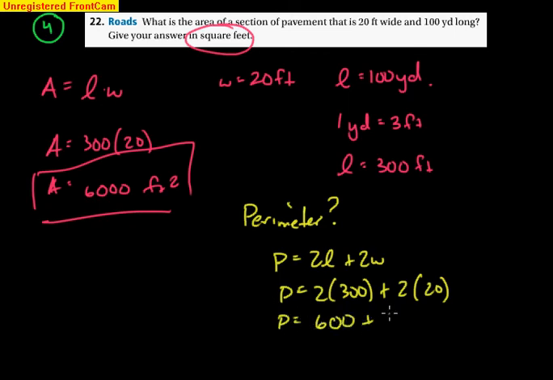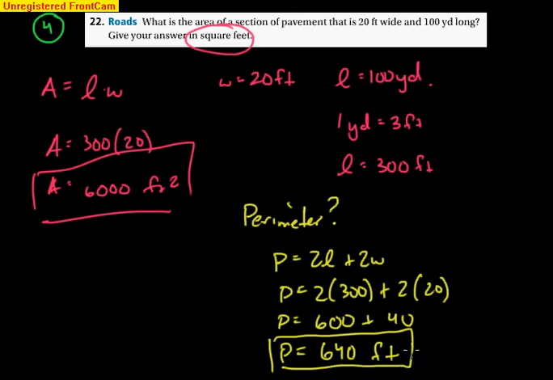That's 600 plus 40. So the perimeter in this problem would be 640, and that's feet. Not feet squared, but feet, because it's perimeter. And again, to do a perimeter problem, you need the units to be the same as well.